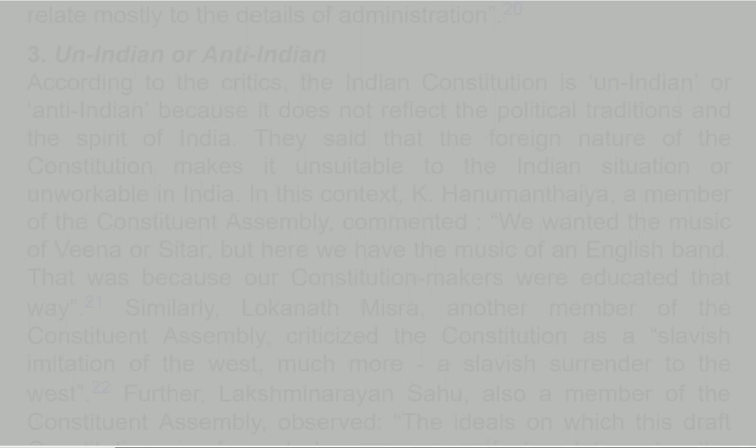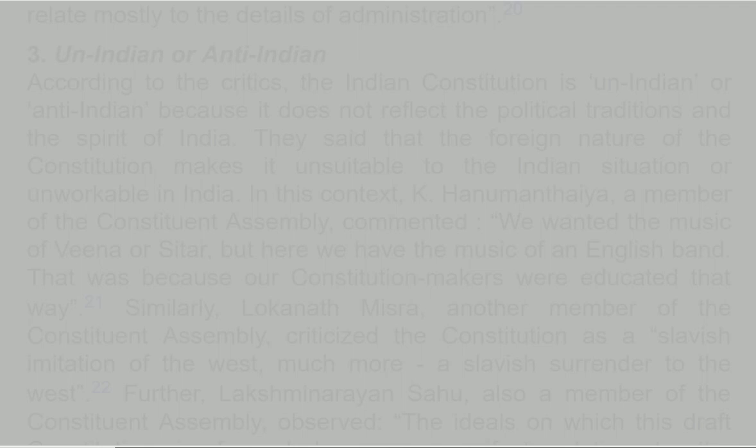Part 17: Official language, Articles 343 to 351. Chapter 1: Language of the Union, Articles 343 to 344. Chapter 2: Regional languages, Articles 345 to 347. Chapter 3: Language of the Supreme Court, High Courts, and so on, Articles 348 to 349. Chapter 4: Special Directives, Articles 350 to 351. Part 18: Emergency Provisions, Articles 352 to 360. Part 19: Miscellaneous, Articles 361 to 367.